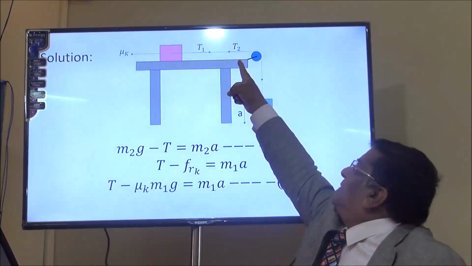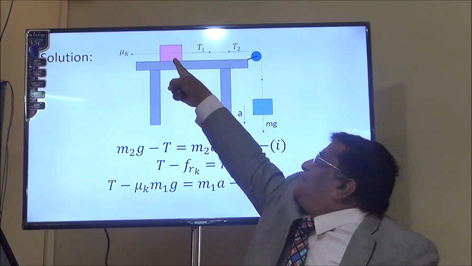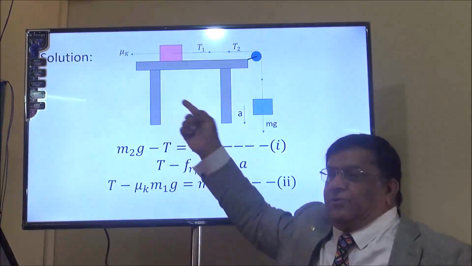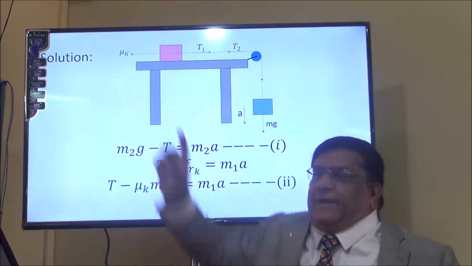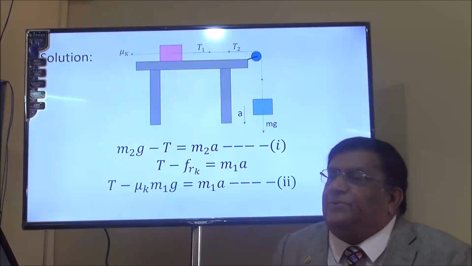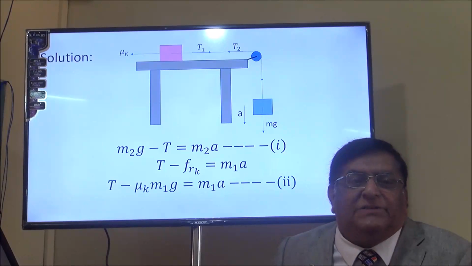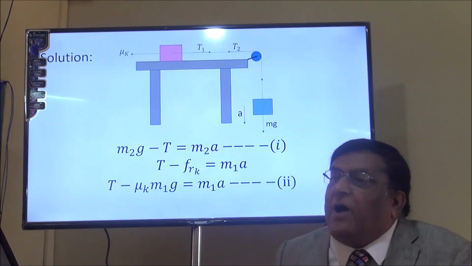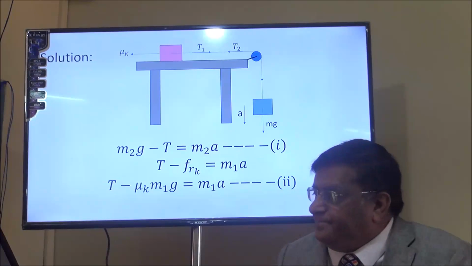Then this string is pulling it here, a force, and this string is pulling it in this direction. That is also a force. The friction is applied on this at that time. So you find there is a force of friction, there is a force of tension, there is a force of gravity, and all these forces are working in this system. How do we make our calculation for acceleration? That becomes a problem.